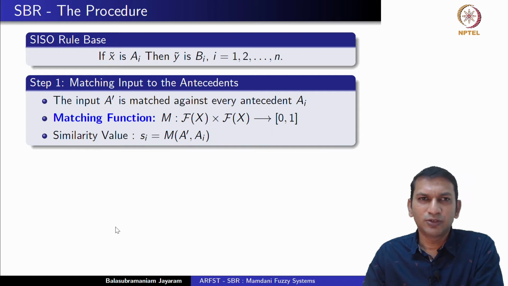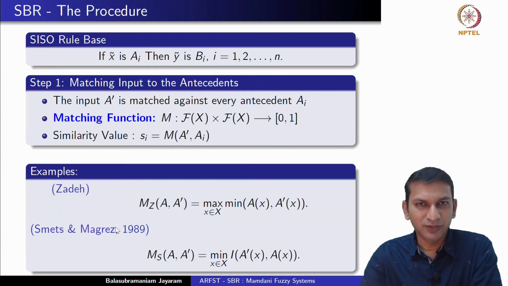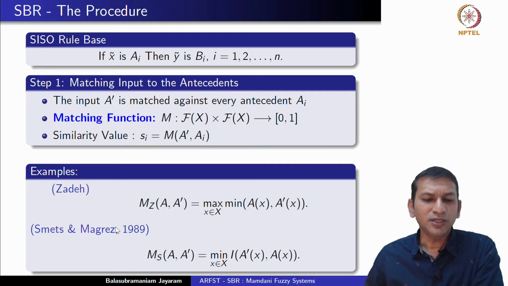So you could look at it as a normalized matching function. So M is from F of X cross F of X to 0, 1. Given an A dash, the similarity value of A dash to Ai is what is captured by this matching function in the value Si. We have seen a couple of matching functions in the previous lecture. We will have occasion to see these presently too. So that's the first step. Given an A dash, you have matched it against all the antecedents and we have got similarity values.